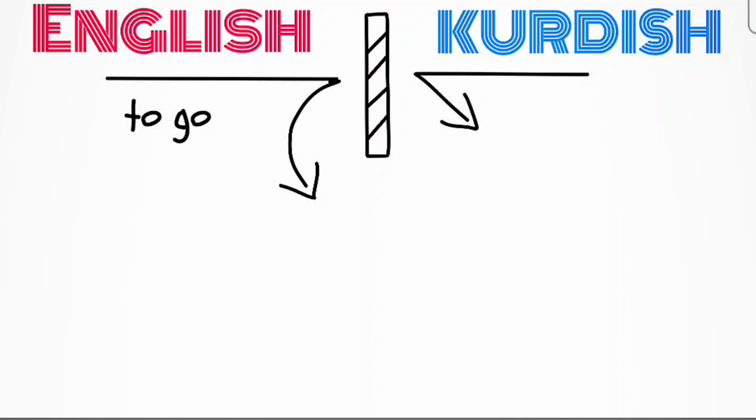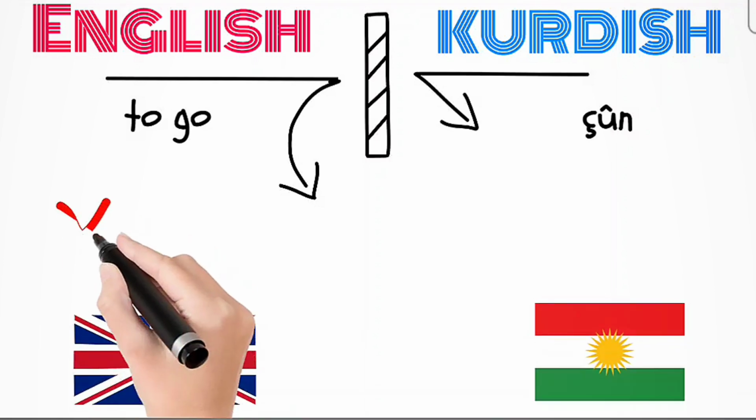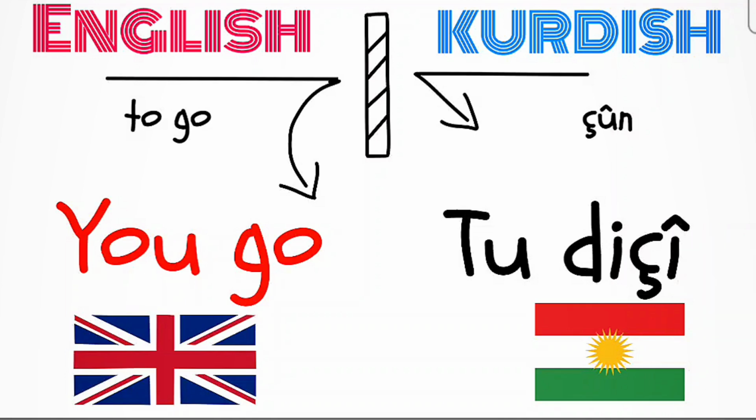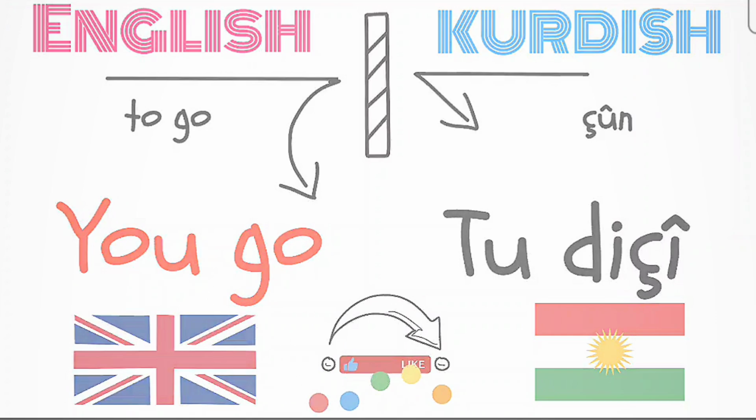In English, to go. In Kurdish, çun. Let's look at the sentence in English and in Kurdish. You go to the chi. The meaning of "to" in English is "you." The "chi" means go. Altogether, to go in Kurdish is çun.